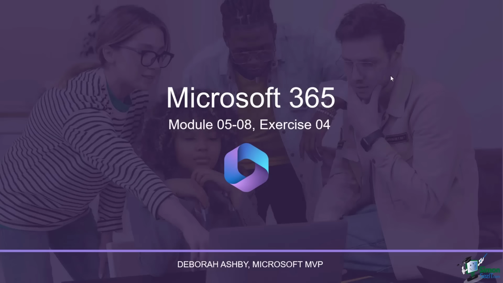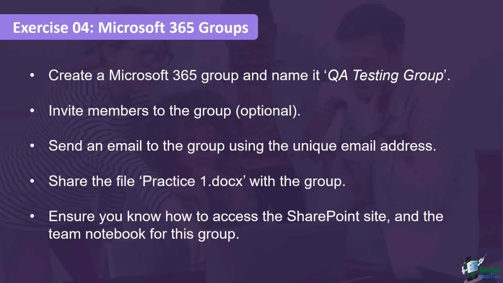It's time now for exercise 4. And in this exercise, we're going to practice some of the skills that we've learned in this section of the course about Microsoft 365 groups. So the first thing that I'd like you to do is simply to create a Microsoft 365 group and name it QA Testing Group. I'd like you to invite members to the group. And this step is optional depending on whether you have people to invite or not. Remember, you can always invite one of your own email addresses.